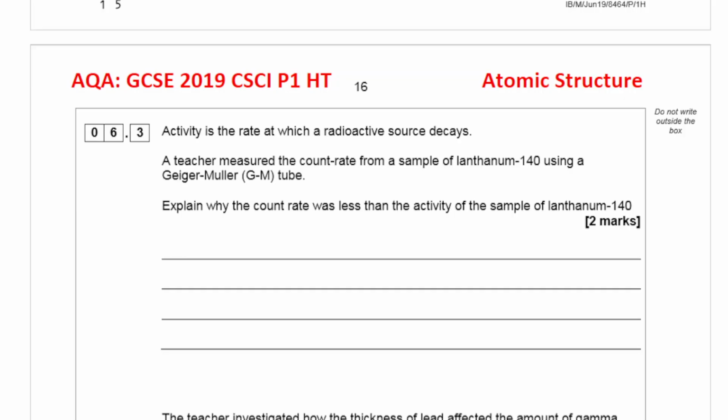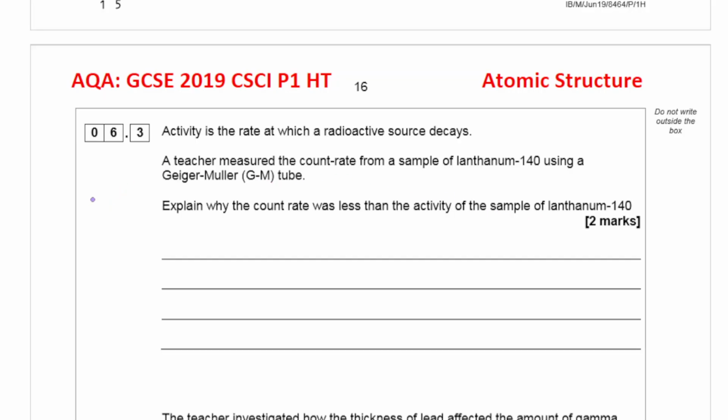The activity is the rate at which a radioactive source decays. A teacher measured the count rate from a sample of lanthanum 140 using a Geiger-Müller or a GM tube. Explain why the count rate was less than the activity of the sample of lanthanum.